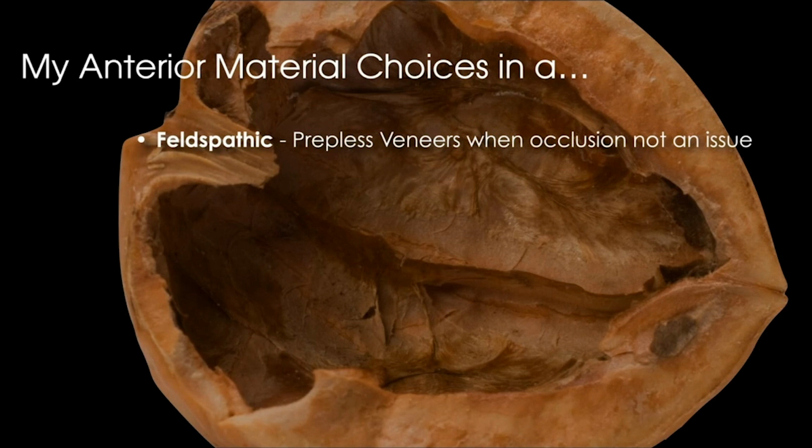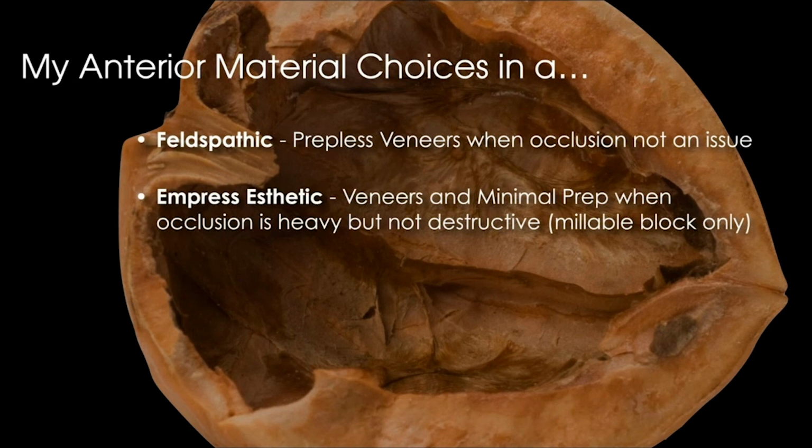Another material I think is good is Empress Esthetic for veneers and minimal prep veneers when occlusion is a little bit heavier but not destructive. So it's not really heavy, but maybe there's a little bit more canine guidance that you may not want to risk a feldspathic veneer. It used to be readily available, but now it's only available as a millable block. But I used Empress, and Empress has been around as a leucite porcelain for quite a while.